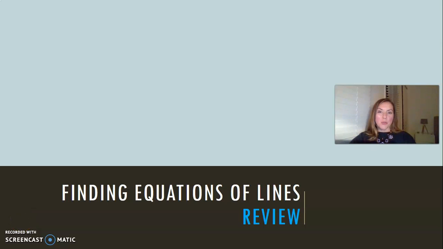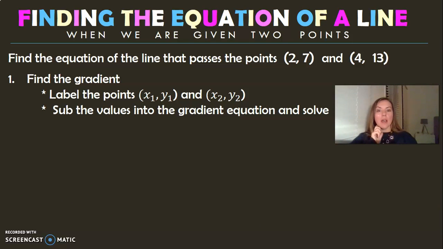Welcome back for part 2 of our review of finding equations of straight lines. In this section, we are looking at when we don't have a graph. We are looking at finding the equation of a line when we are just given 2 points that are on the line. So the first example that we'll do is find the equation of a line that passes through the points 2, 7 and 4, 13.